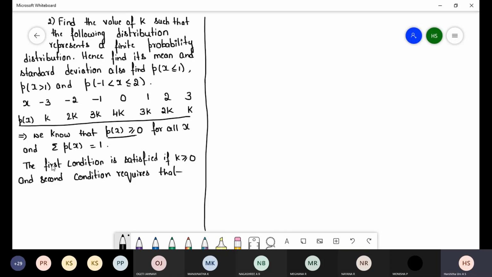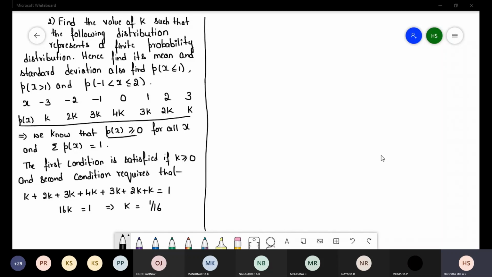So here we add all the P(x): k plus 2k plus 3k plus 4k plus 3k plus 2k plus k is equal to 1. When you add, 1 plus 2 is 3, 3 plus 3 is 6, 10, again 16. So 16k is equal to 1, which implies k is equal to 1 by 16. This 1 by 16 we have to substitute in the table given in the question.